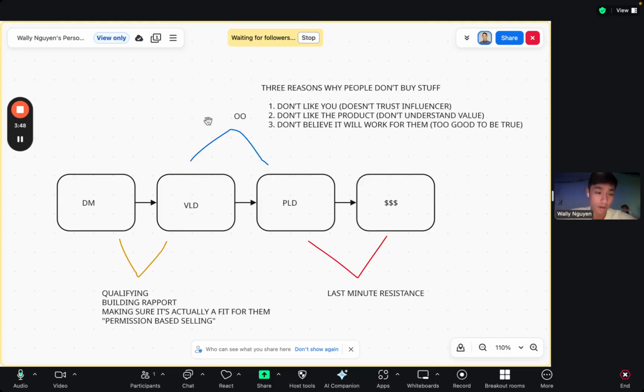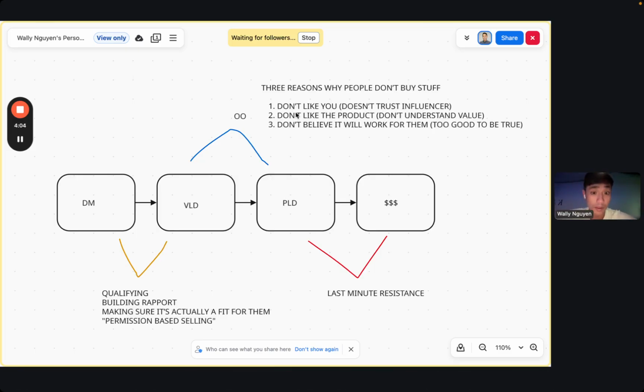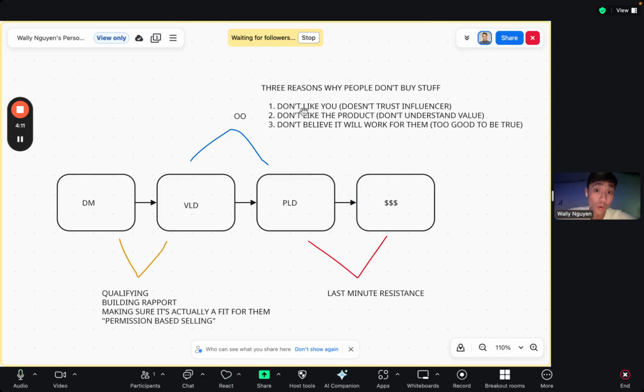But sometimes they will come, so we just have to be prepared for that. That being said, in the objection overcoming phase, there are three big reasons why people don't buy stuff. I've broken them down right here. Think of this as your compass. Based on the questions they're asking or their objections, you can usually tell which one of these things their problem is for purchasing.